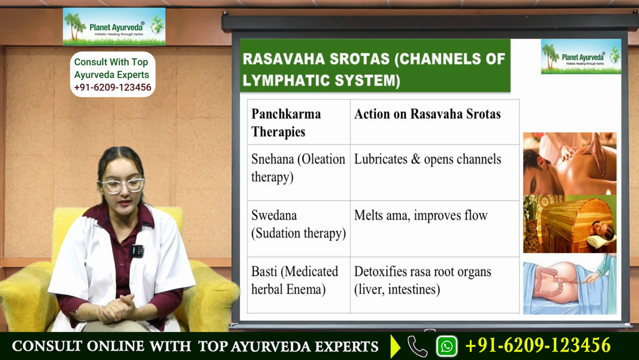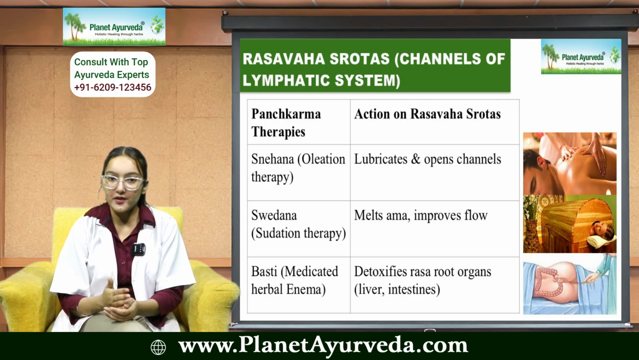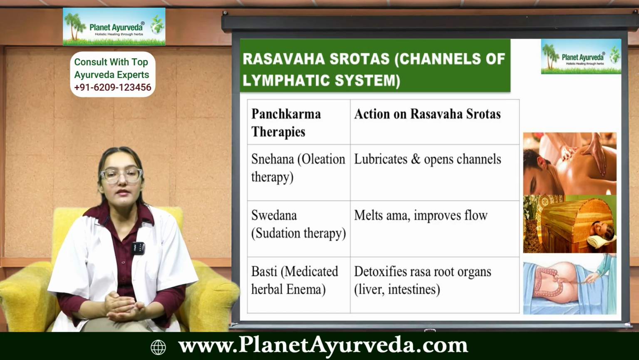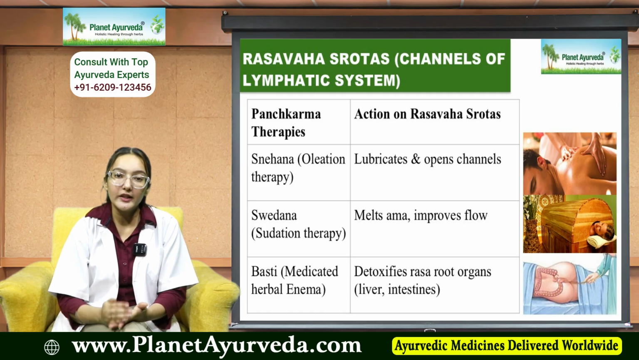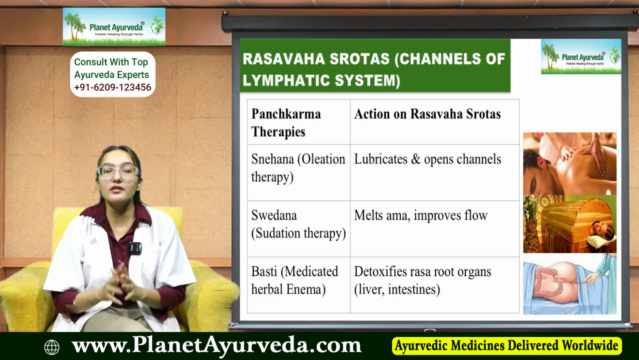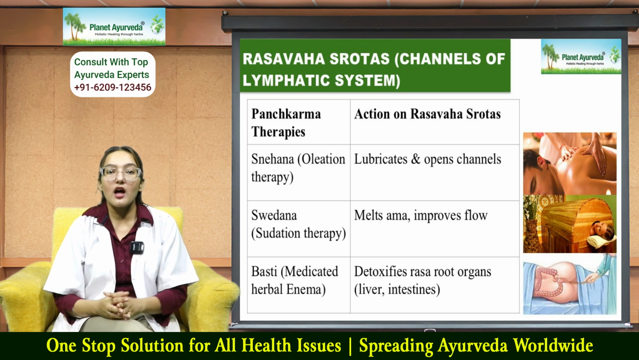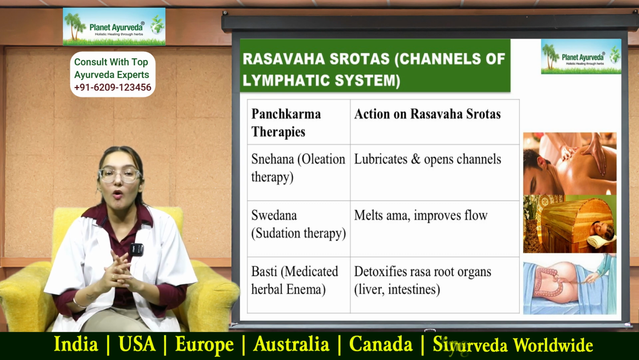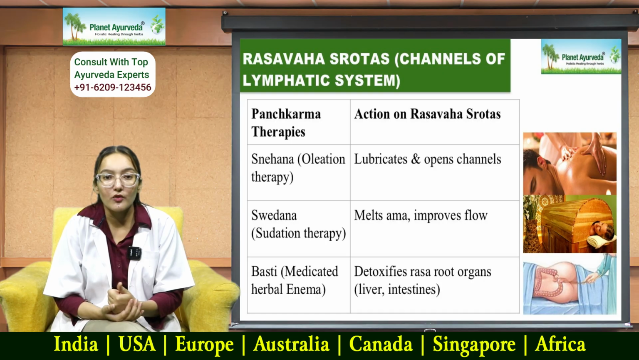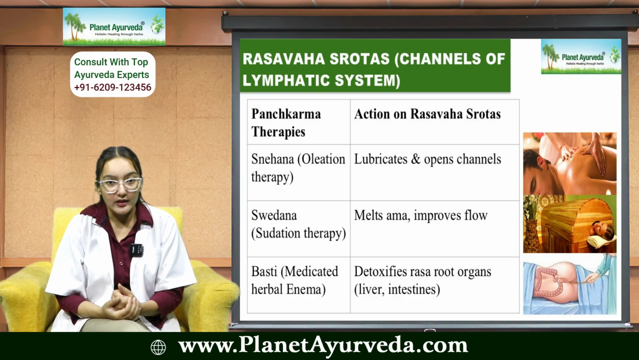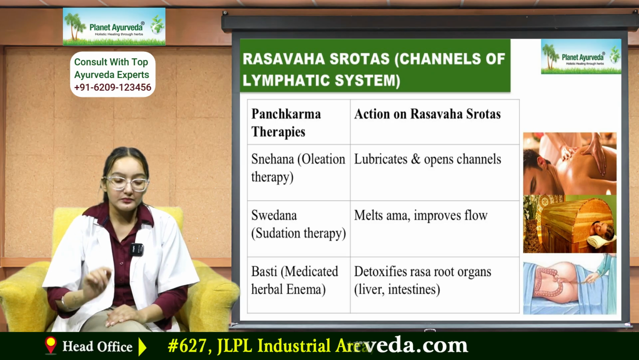Then comes the Basti, or medicated enema. Basti is one of the important chikitsa, important treatments in Panchkarma, because it is said that half of the treatment can be done with Basti only. So 50% of diseases we can sort out with Basti, because it cleanses our gut. It is said that almost all diseases originate from the gut. That's why Basti is considered one of the most important treatments in Panchkarma therapies, and we can resolve 50% of diseases with Basti only.